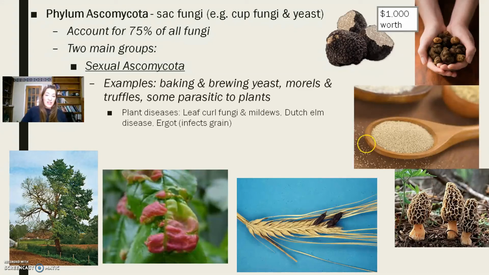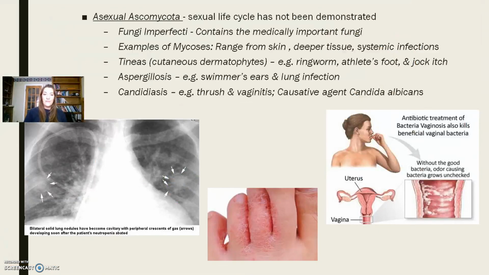Some of these would be Dutch elm disease, like this picture here. Here's leaf curl, and this is ergot, which is from rye and can affect a whole bunch of different types of grains and causes tons and tons of damage. Asexual Ascomycota are those where the sexual life cycle has not been demonstrated yet.